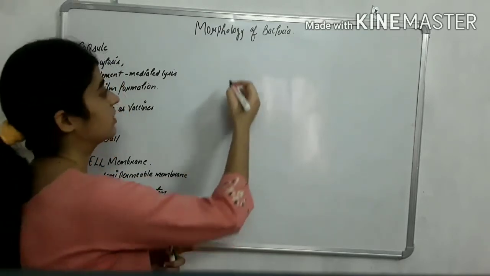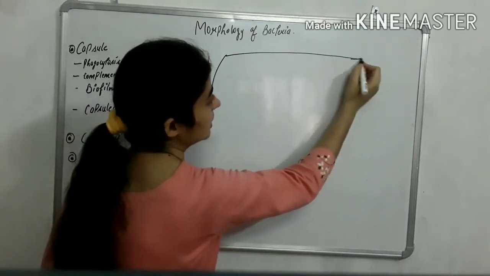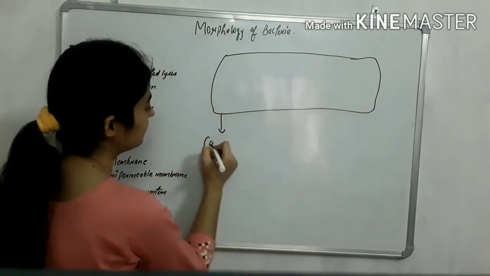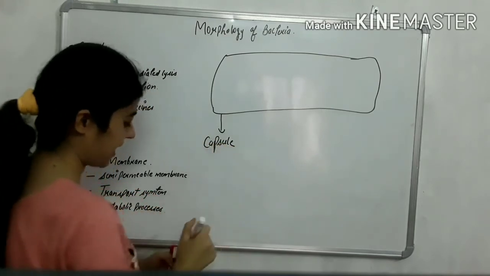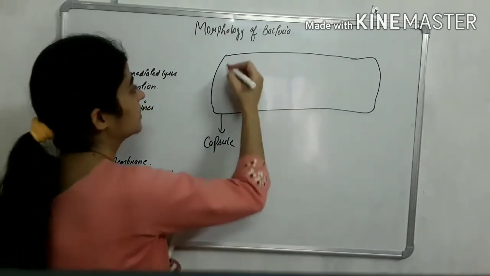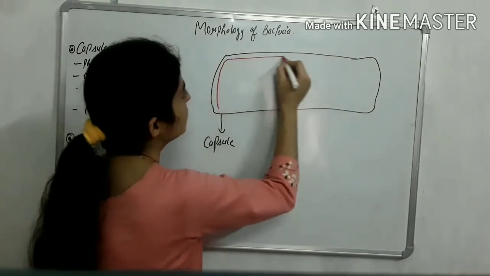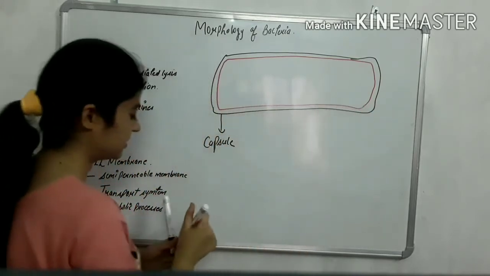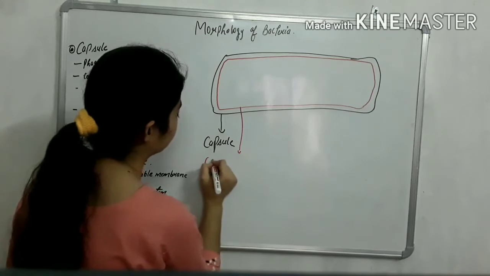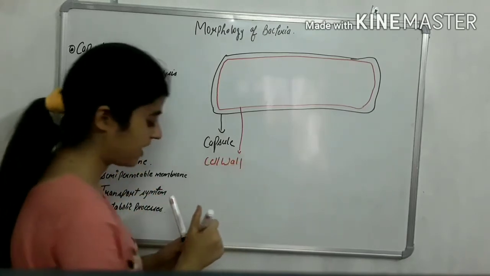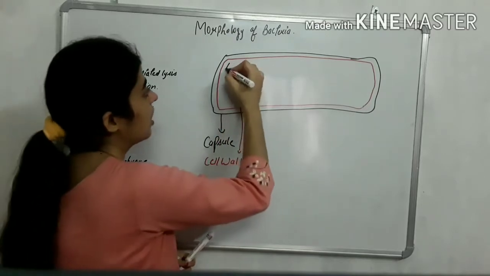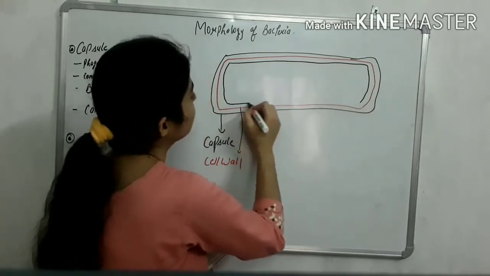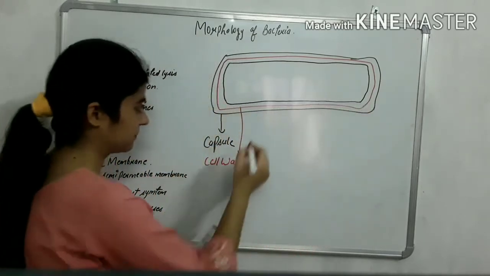The uppermost layer of the bacteria is the capsule. What is present after the capsule? After the capsule, the cell wall is present. Sorry, after the cell wall we have the next structure that is called the plasma membrane, or we can also say cell membrane. Cell membrane is another name for plasma membrane.